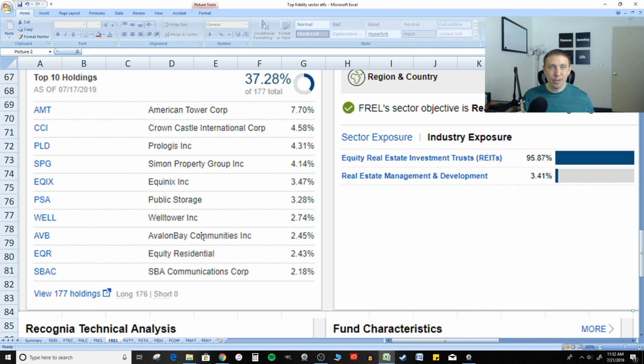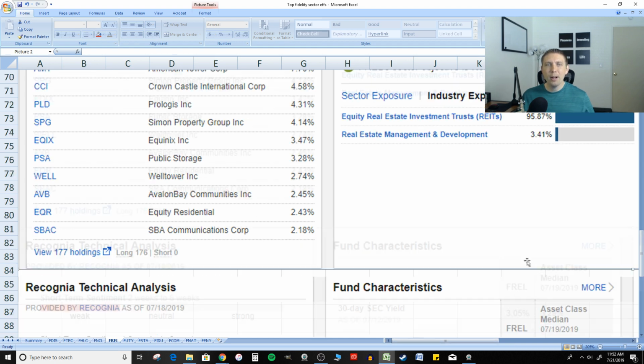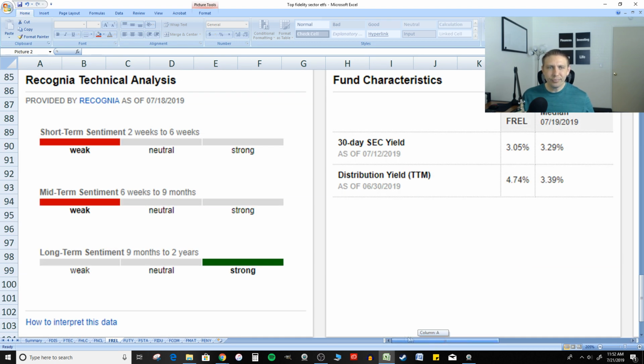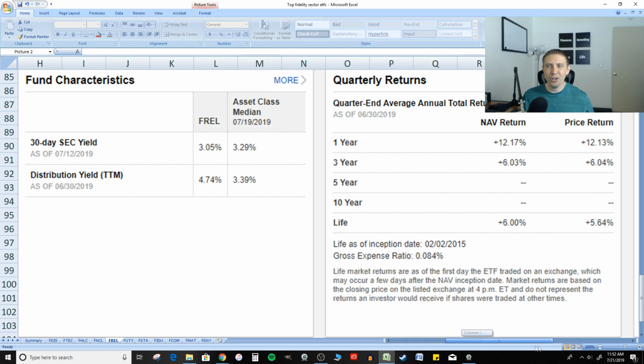Welltower, Avalon Bay Communities, which has done very well over the past 4 years. I think it's doubled or tripled its value. Equity Residential and SBA Communications Corp. And as you guys can see, 95% of these holdings are invested in real estate investment trusts, just like I mentioned a moment ago. Long-term sentiment is strong. So Fidelity thinks that over the next 2 years, this thing is going to continue to do well. Maybe not so much in the next 9 months, but in the long run, Fidelity is rooting for this one. They think it's going to do well.